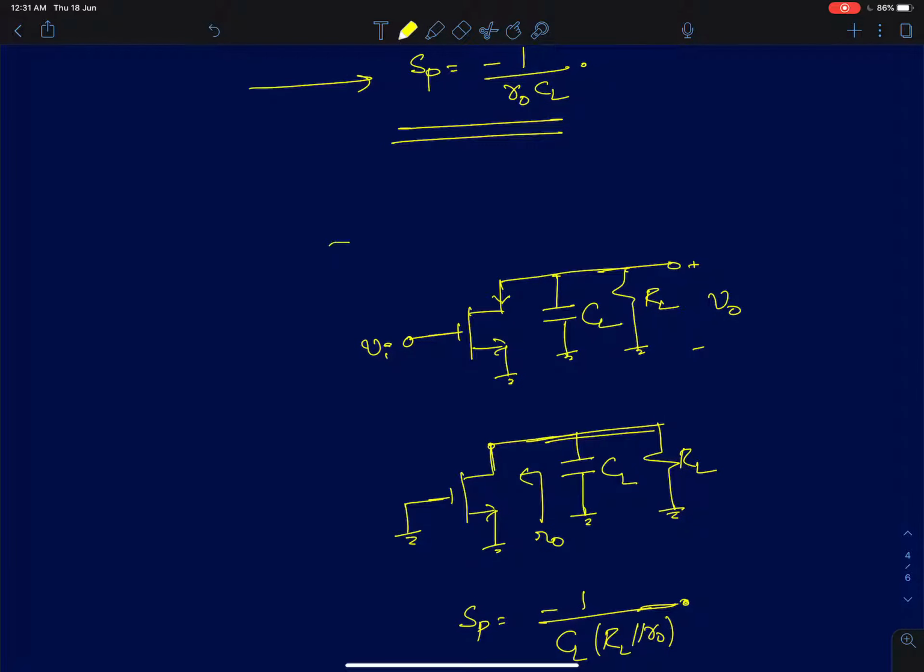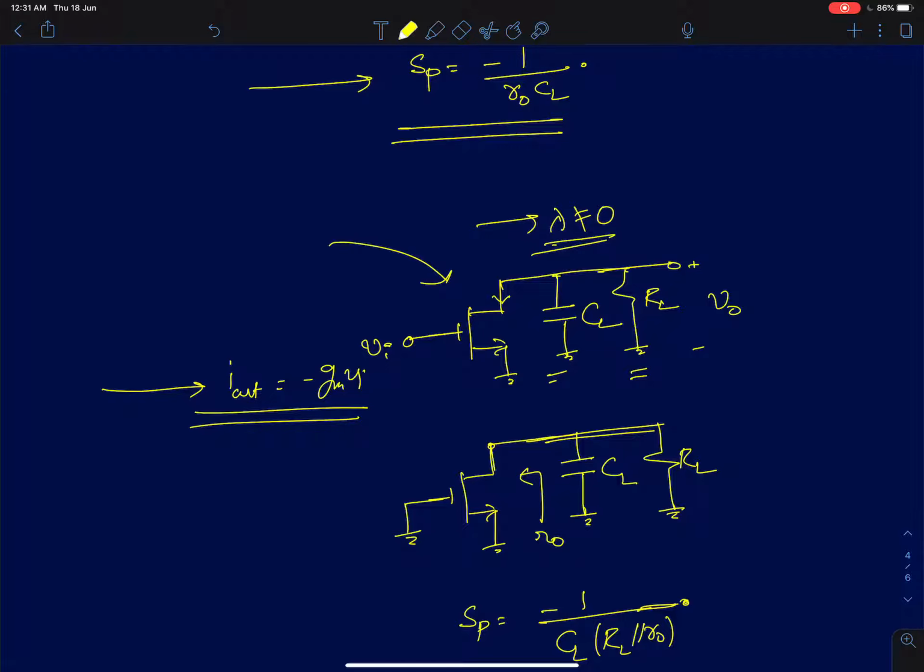So this is the simple common source amplifier. We have a load capacitance CL and RL, and here I've assumed lambda is not equal to 0, so there is also finite R0, and you're supposed to find the pole. Again, if you want to find the short circuit current I out, it will simply be minus GMVI in this case, and since it is independent of the value of S or frequency here, it's never going to blow up to infinity at any value. So we have to use the second condition.